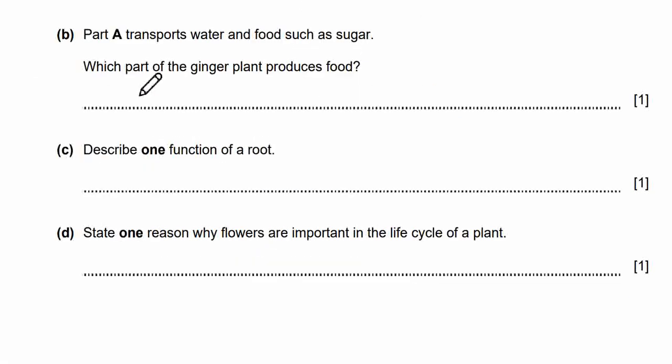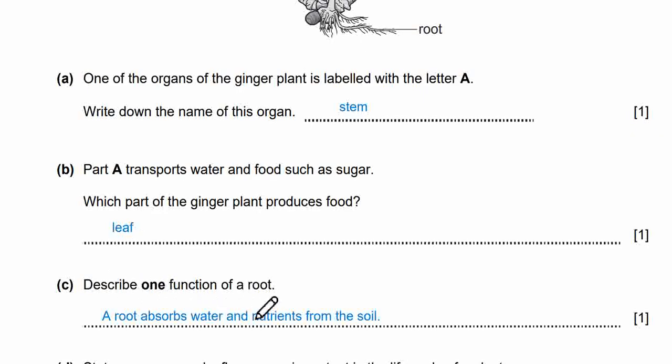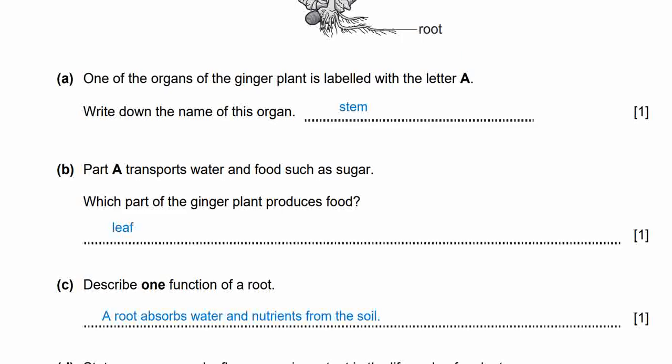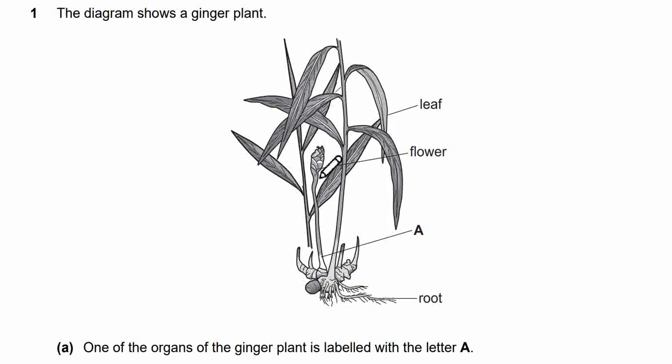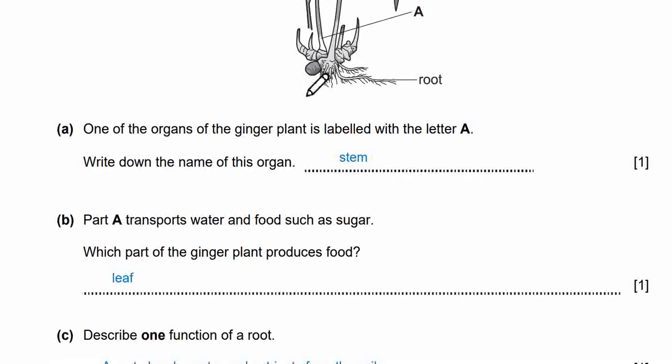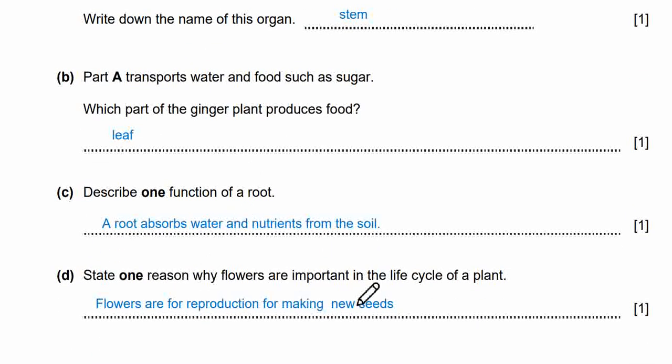Next, describe one function of a root. Well, the function of a root is to absorb water and minerals. So a root absorbs water and nutrients from the soil. Now we move on to question D. State one reason why flowers are important in the life cycle of a plant. Well, a flower is a reproductive organ, so it is important that the flower may produce seed. So flowers are for reproduction, for making new seeds, so a new plant can grow from the seed.